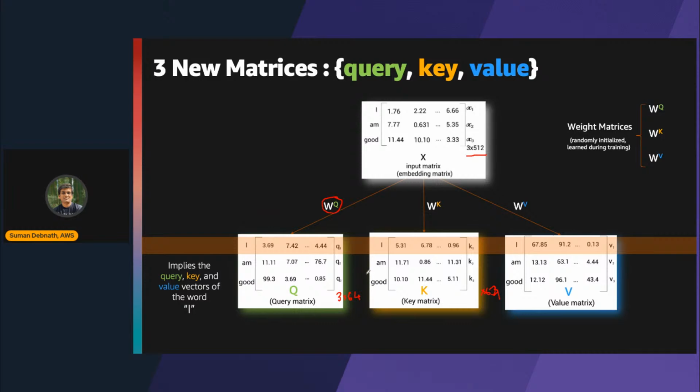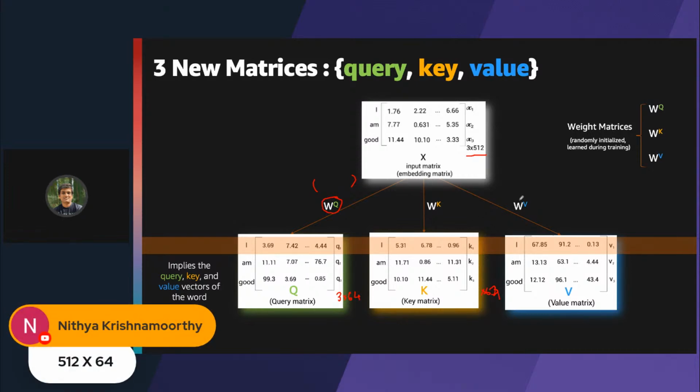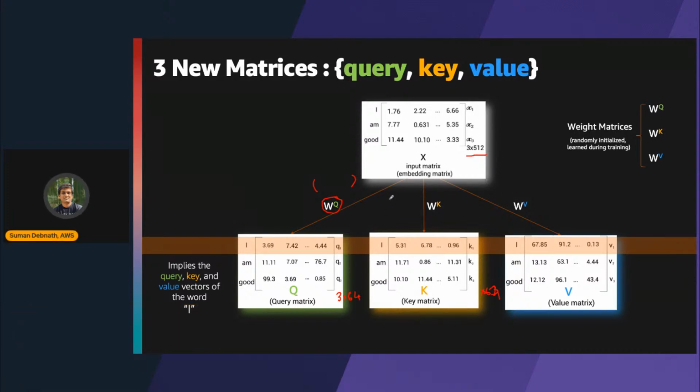I am multiplying the input matrix of 3 by 512, and I'm getting a 3 by 64 matrix. What should be the dimension of WQ or WK or WV? All would be the same, but can you just guess? Exactly. Absolutely right, Nitya. It is 512 by 64.